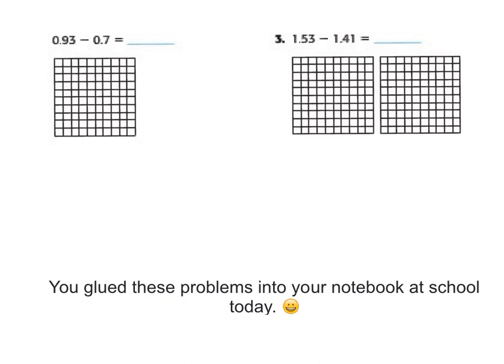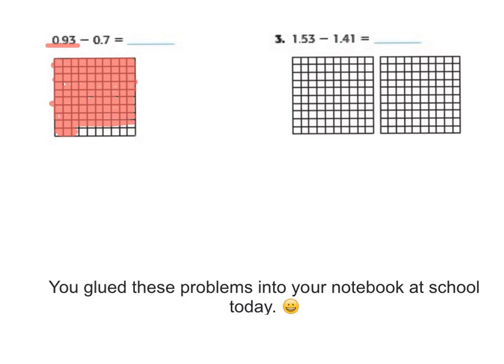To solve the problem on the left, the first thing that I want to do is shade in 93 hundredths, because that's the first number that we have. To do that, I can shade in 9 rows. And then I need to shade in 3 hundredths. So now this model shows that we have 93 hundredths.